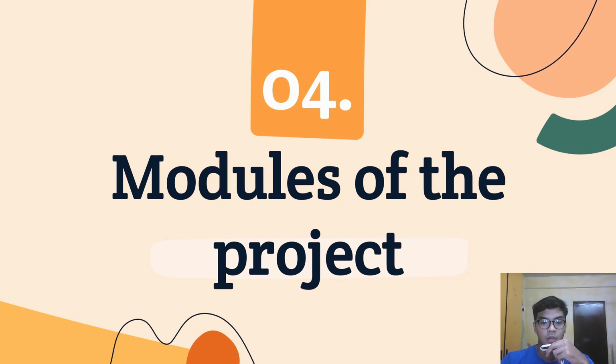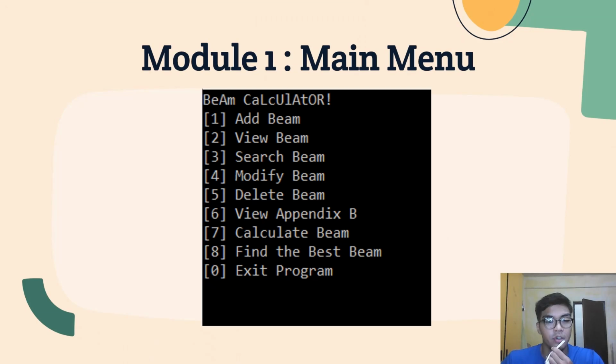Now let's move on to the modules of the project. Module 1 is the main menu. The main menu will give the user the option to choose the desired operation. There are 10 desired operations, which are: first, add beam; second, view beam; third, search beam; fourth, modify beam; fifth, delete beam; sixth, view Appendix B; seventh, calculate beam; eighth, find the best beam; and 0 to exit the program.